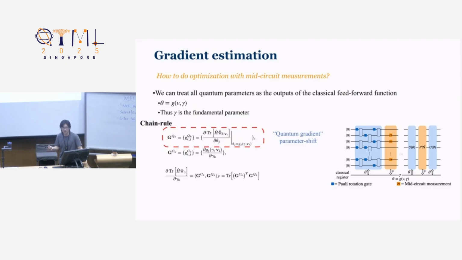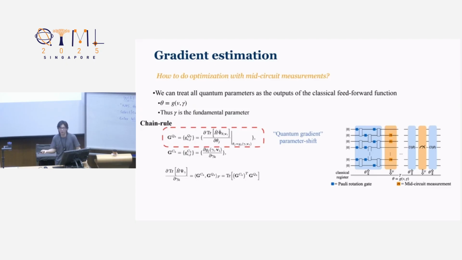So basically, it gives us a feeling of the chain rule. You have two steps. First, from gamma, you calculate all the theta, which are the parameters of the gates in the circuit. And from theta, you calculate the energy.